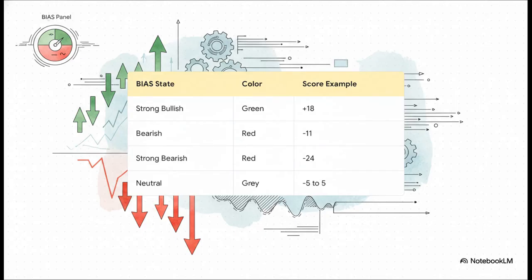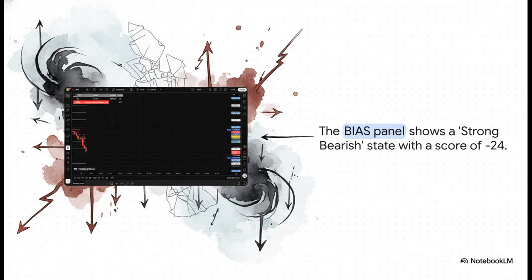The system also gives you this really handy, at-a-glance summary of market sentiment through what's called the bias panel. It's color-coded for instant recognition. Pretty simple. Green for bullish, red for bearish, and gray for neutral. Then that score next to it gives you a sense of the intensity of that feeling. Let's look at a real-world example right here on this NASDAQ 100 chart. Take a look at that bias panel. It's bright red, it's clearly labeled strong bearish, and it's got a score of -24. This immediately tells the user everything they need to know. There is significant downward momentum in the market right at that moment.